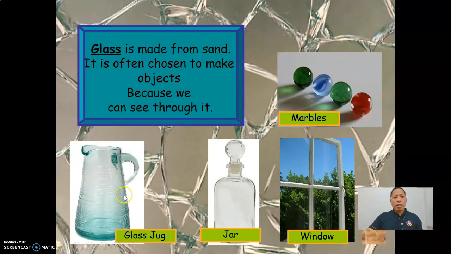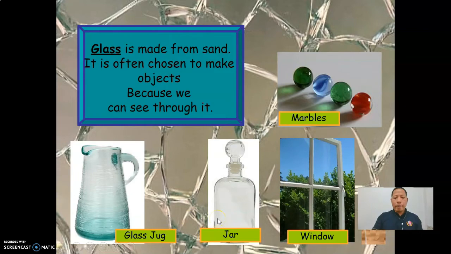So this is a glass jug, jar, window. Yes, in our school there are many windows. So again, glass is made from sand.